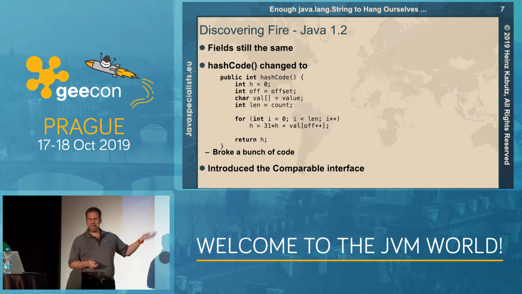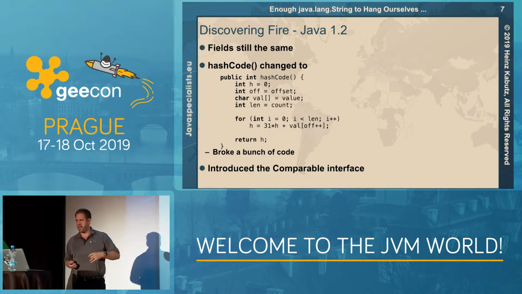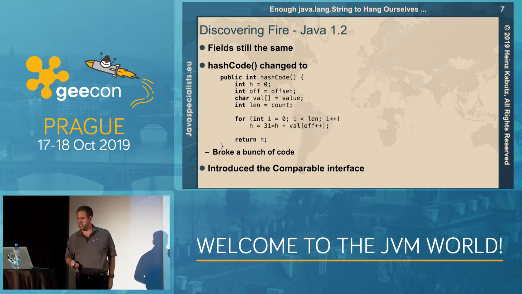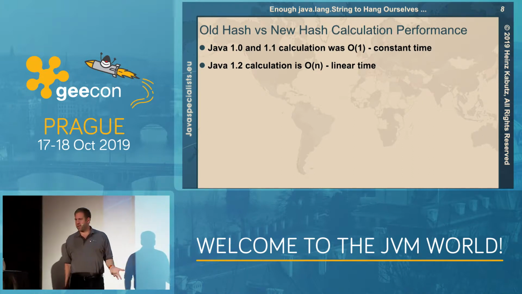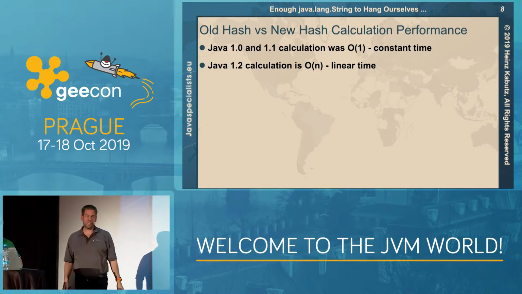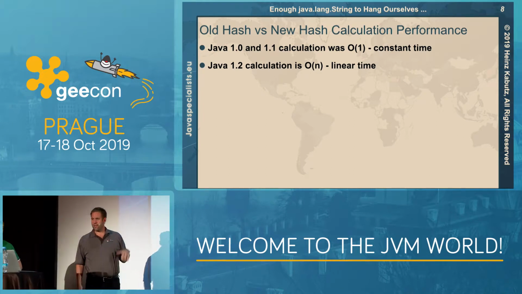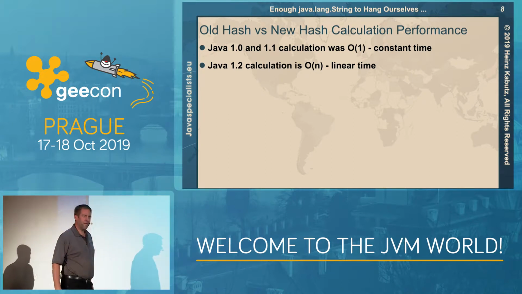And they also made string comparable instead of just having a special interface, added in Java 1.2. Now, Java 1.0 and 1.1, the hash code wasn't very good, but it was constant time, order 1. Whereas in 1.2, they changed it to linear time.